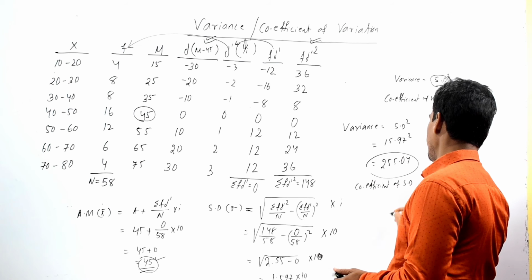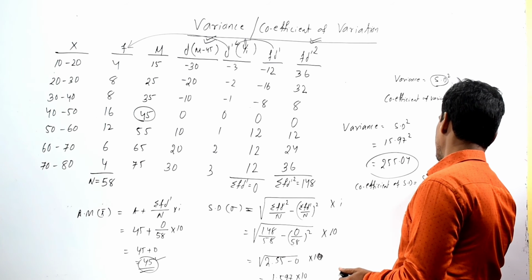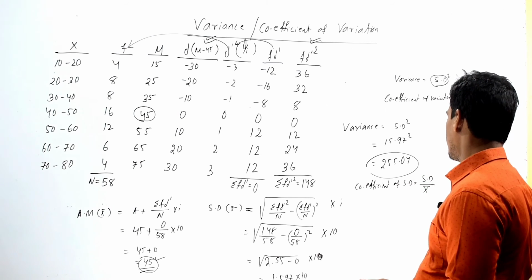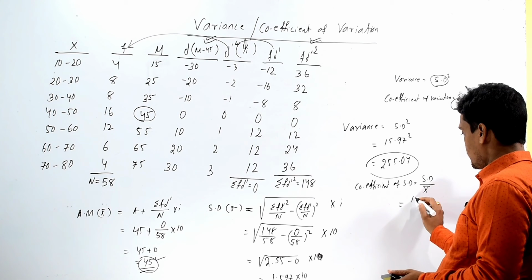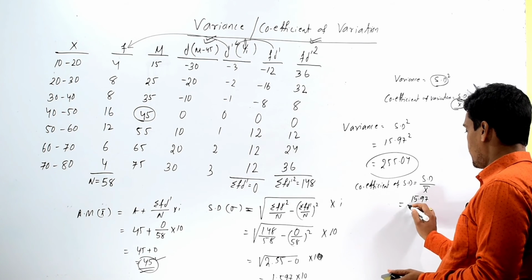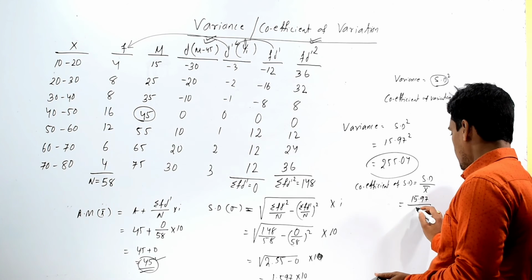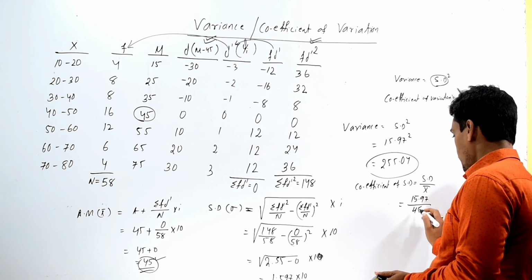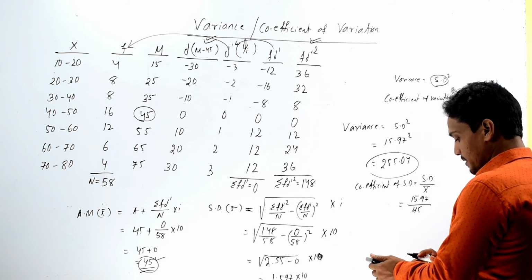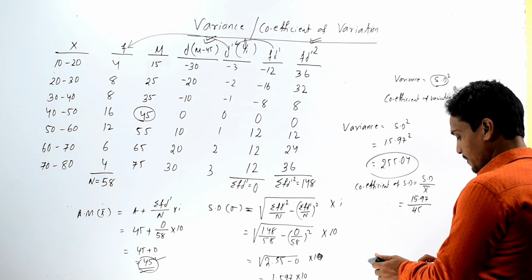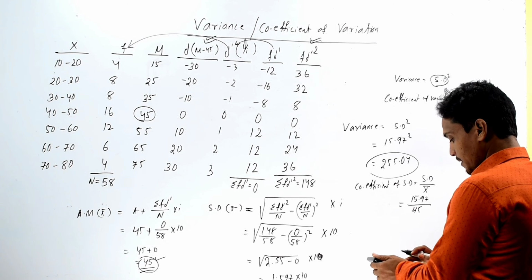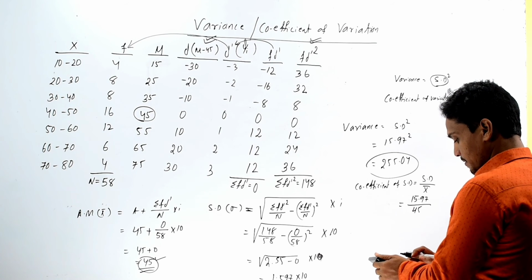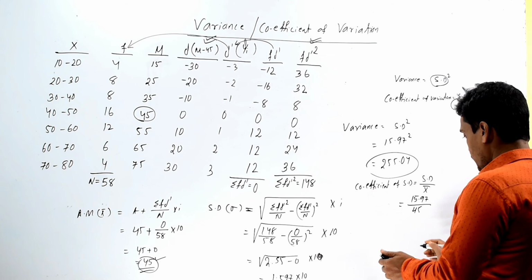Coefficient of standard deviation equals standard deviation divided by x bar, that is standard deviation 15.97 divided by x bar, that is 45. So our coefficient of standard deviation is 15.97 divided by 45 equals 0.354.